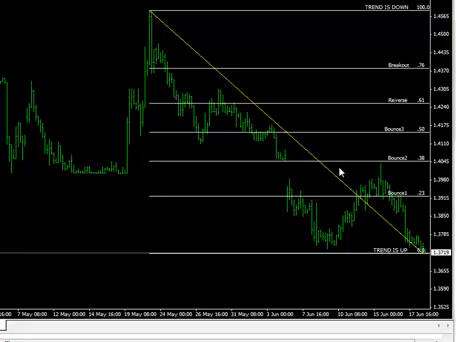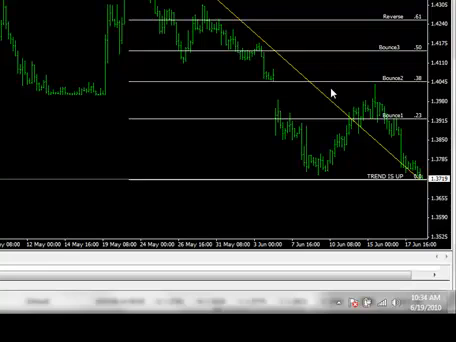Or if you don't have a robot, you can trade it manually. You can place a sell order to sell this pair, and you can trail this at 50 pips so that you don't get out of this trade too quick. I always encourage people not to close their trade too early.